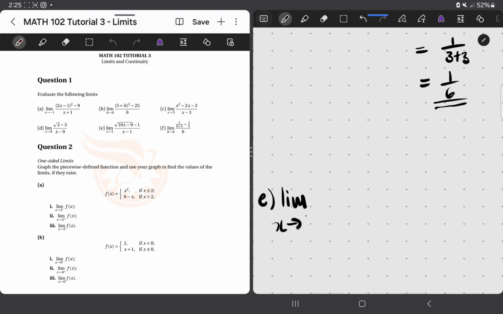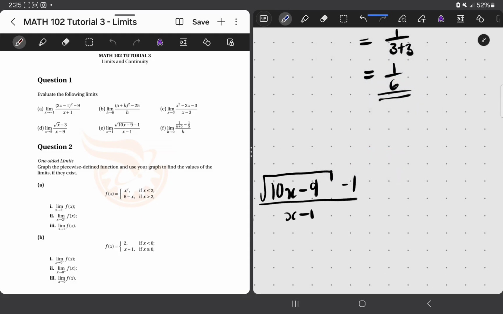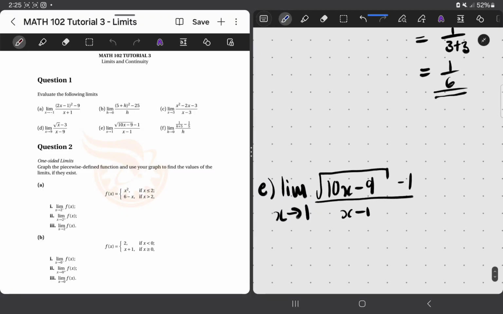We can cook. Limit as x goes towards 1 of the square root of 10x minus 9, minus 1, over x minus 1. Now we kind of know what's going on. This is not even hard, right? These limits are not even hard. We are fantastic scientists and engineers. We can do this any day of the week.